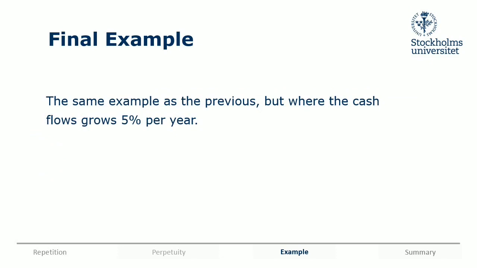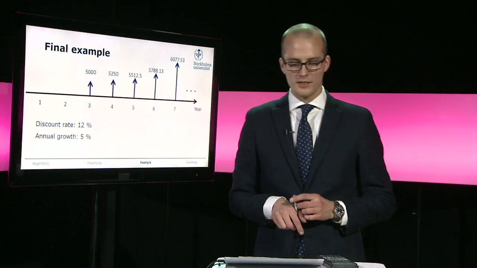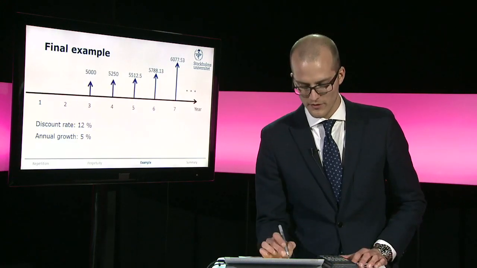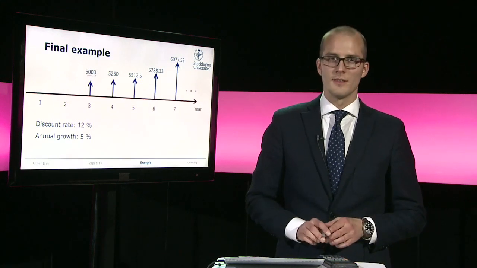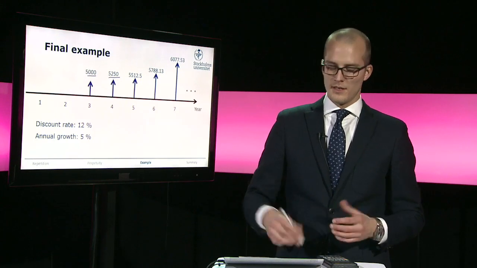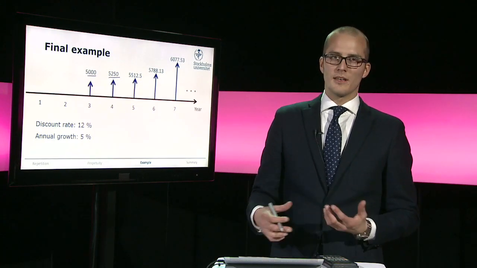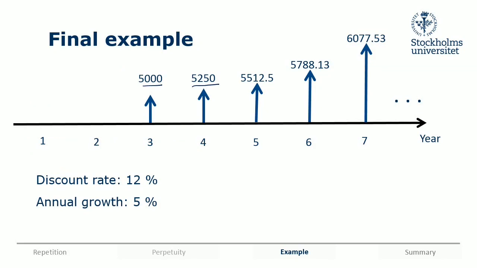So let's take a final example. This is the same example as before, but we allow for a growth of 5% between every year. So it would look like this. The first year, or year 3, we get 5,000. And year 4 we get 5,250, and so on until infinity. And between every year we get 5% more than last year.